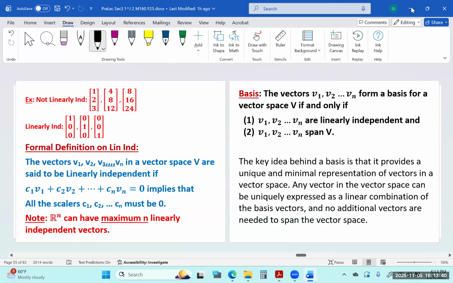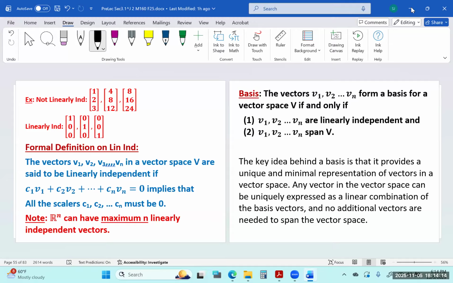What is a basis? Basically, it's the vectors that are linearly independent and they span the space. The key idea behind a basis is that it provides a unique and minimal representation of vectors in a vector space. Any vector in the vector space can be uniquely expressed as a linear combination of the basis vectors. And no additional vectors are needed to span the vector space.